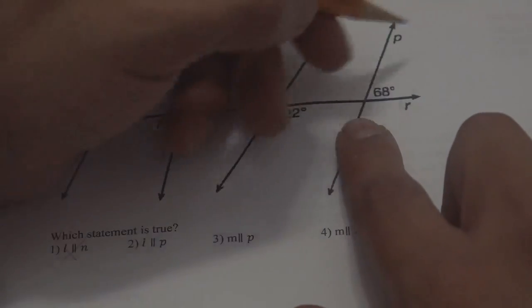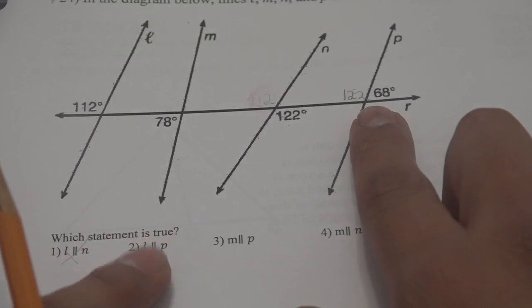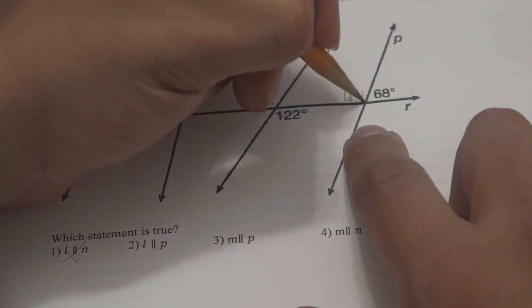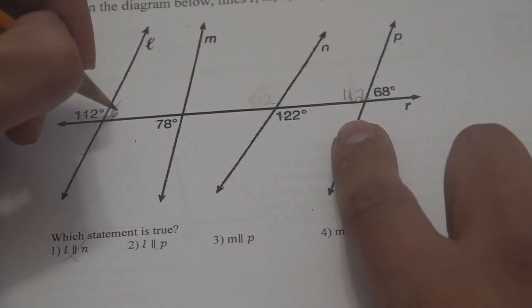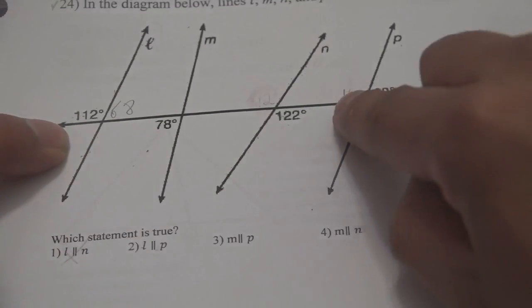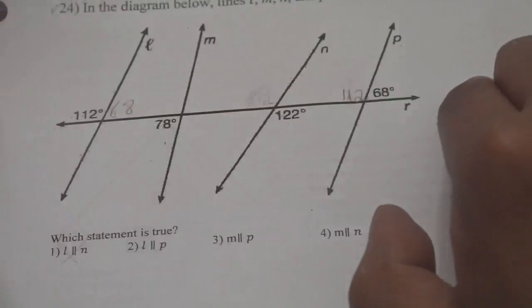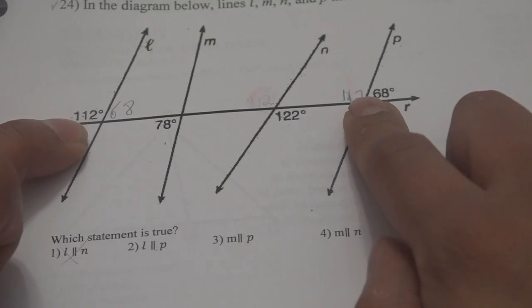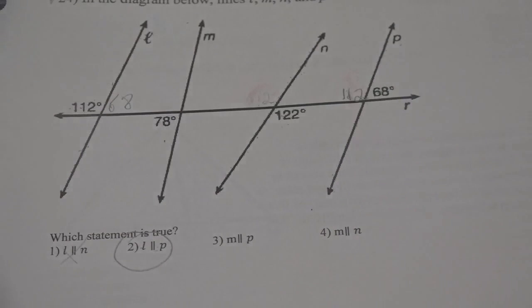Right. This angle is 122. Why? Because they add up to 180, right? No, wait. 122. No, 112, sorry. They add up to 180. And now look at these angles. If this is 112, this is also 68, right? So this angle and this angle are called corresponding angles because you have parallel lines cut by a transversal. So these corresponding angles are supposed to be congruent. If they are congruent, then the lines are parallel. Therefore, your answer is choice number 2.